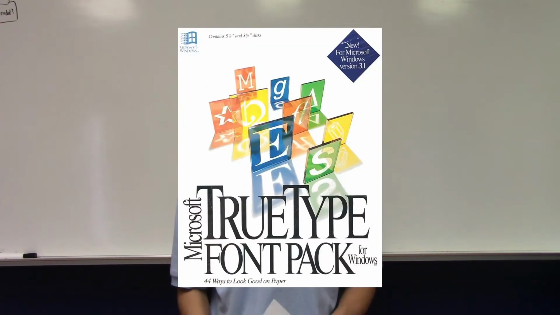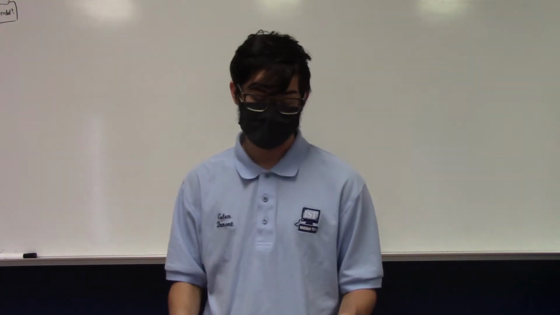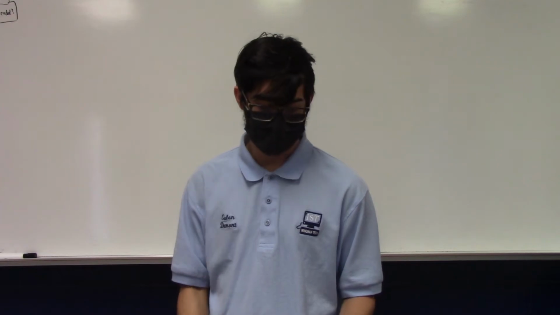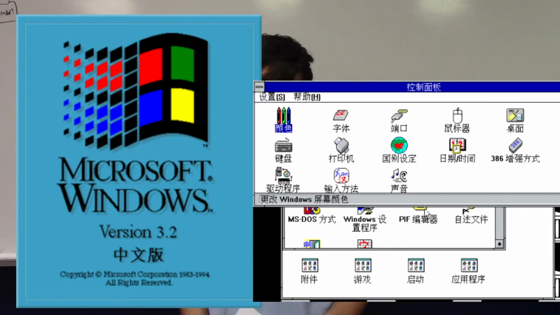And TrueType fonts mean whatever you type in Microsoft Word and print out, that's what you'll get on the document. The next year, 1993, brought us Windows 3.2, which was just a Chinese version of 3.1.